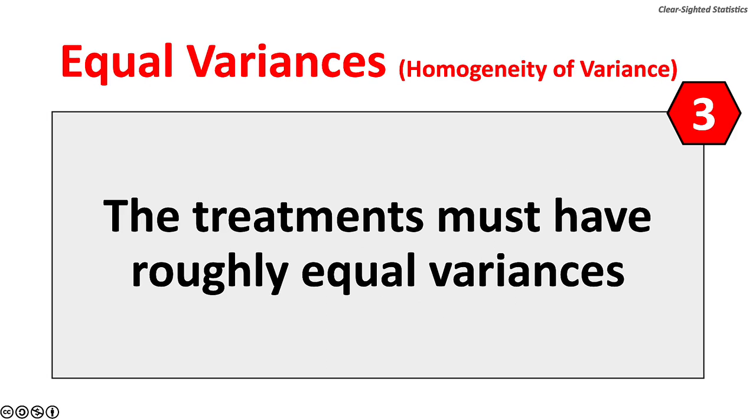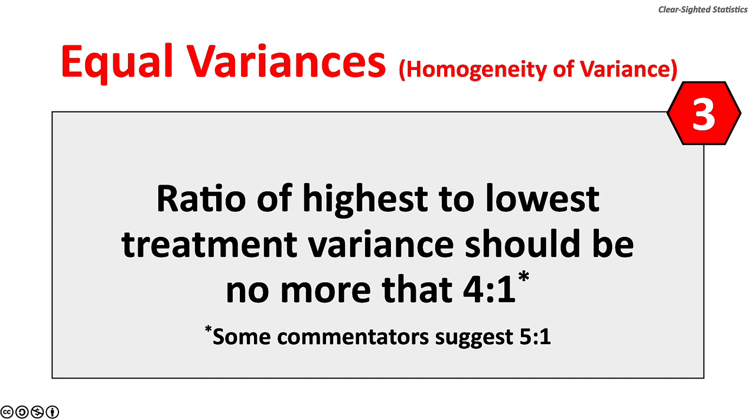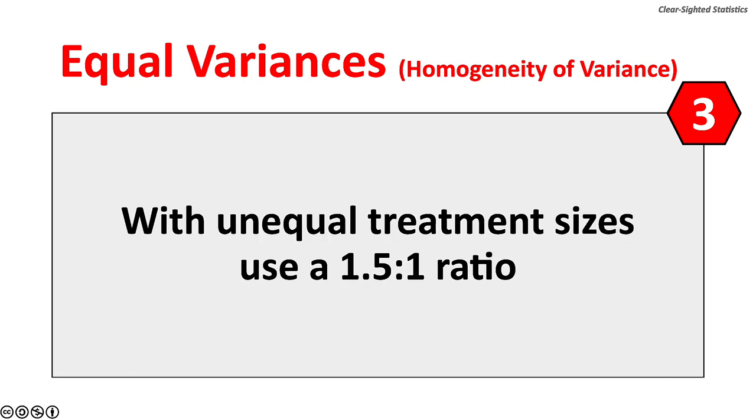The third requirement is the treatments must have roughly equal variances. Equality of variance can be tested with the Levene or Brown-Forsythe tests. Sophisticated statistical software can perform these tests quickly. These tests, however, are beyond the scope of an introductory statistics class. The ratio of highest to lowest treatment variance should be no more than 4:1, although some commentators suggest 5:1. When the treatments have unequal sample sizes, the ratio of variance should not exceed 1.5:1.